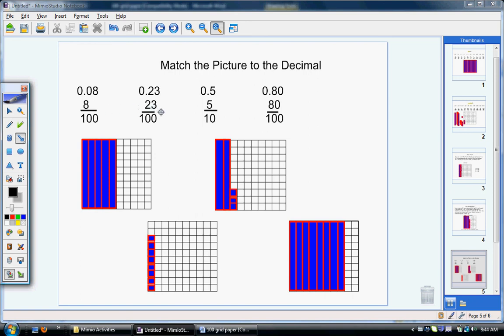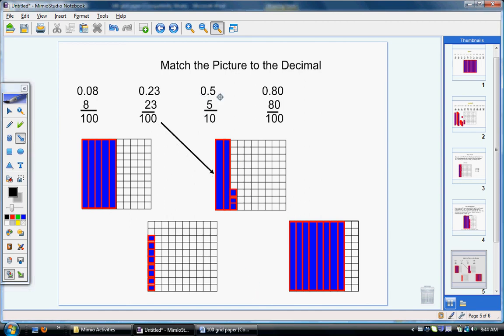Let's start with 23 hundredths. We know that we could break that up into 2 tenths and 3 hundredths. I'm looking for a picture that has 2 rows and 3 little squares. No little squares here, no rows here, no little squares. The only one that has tenths and hundredths is this picture right here.